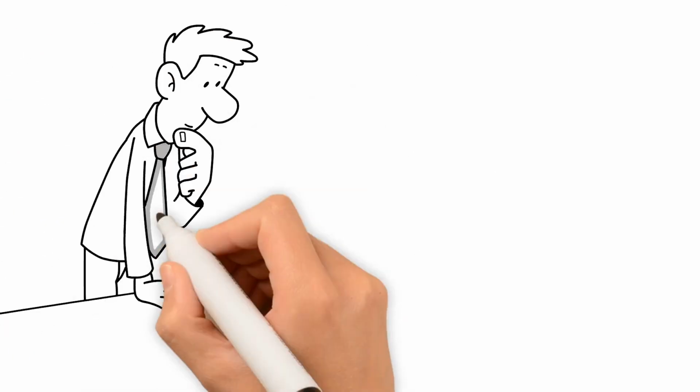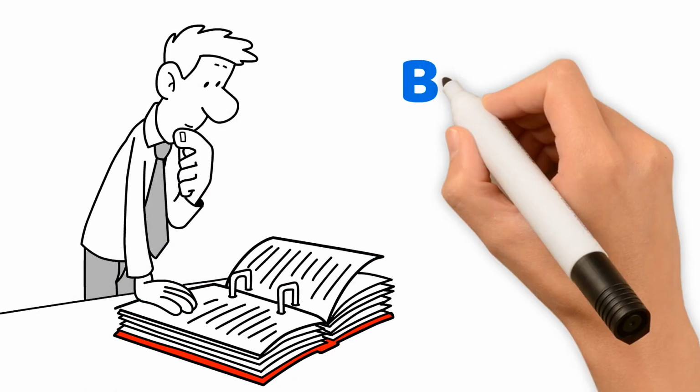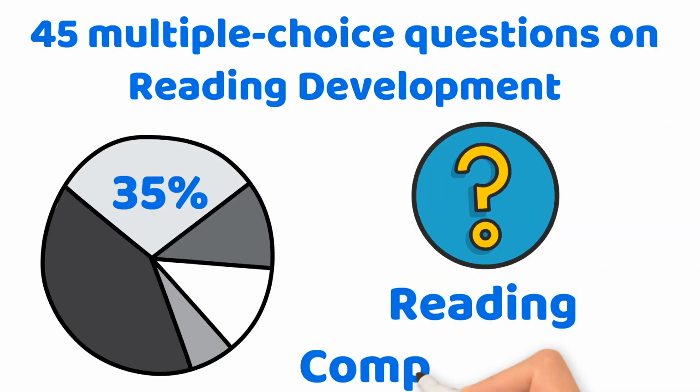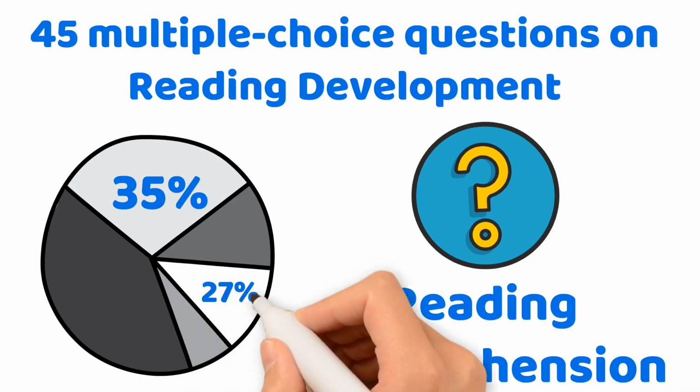While preparing for your Foundations of Reading 190 test, be aware that there are a total of 35 questions all about reading comprehension, making up 27% of the exam.